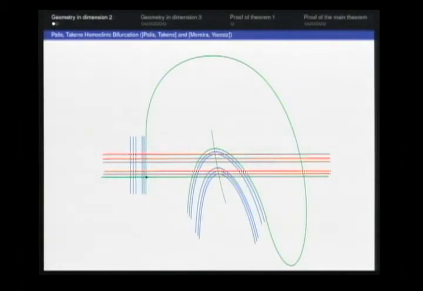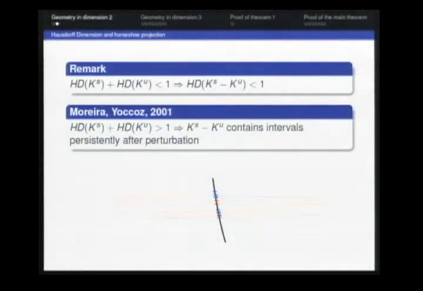And then you can have the homoclinic intersection if the blue touches the red in this line of tangents. But these blues and reds are Cantor sets in dimension 1. And there is this result about intersection of Cantor sets in dimension 1. Well, if the sum of the Hausdorff dimensions of these two Cantor sets is less than 1, then the Hausdorff dimension of the difference of them will be less than 1.